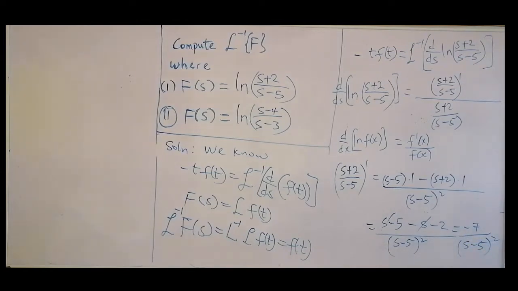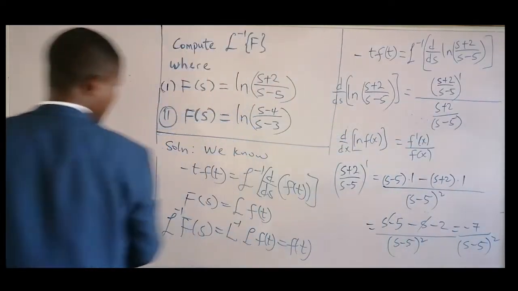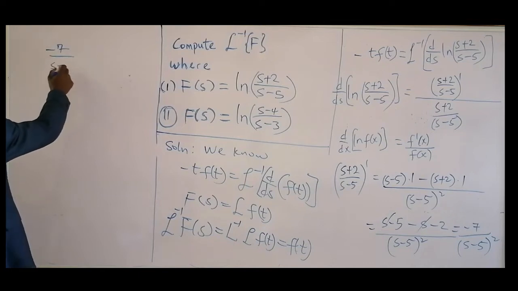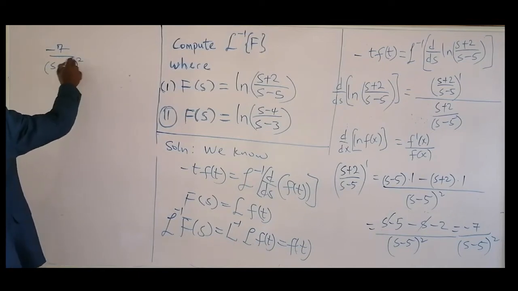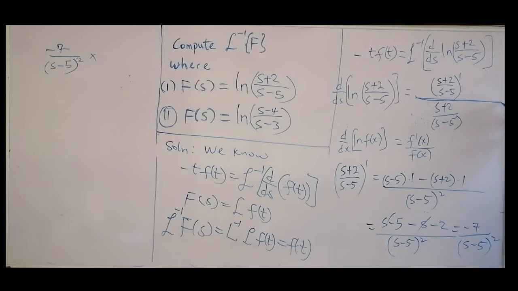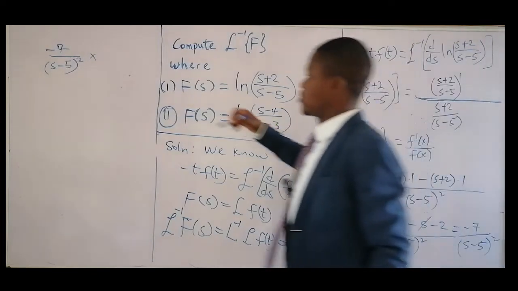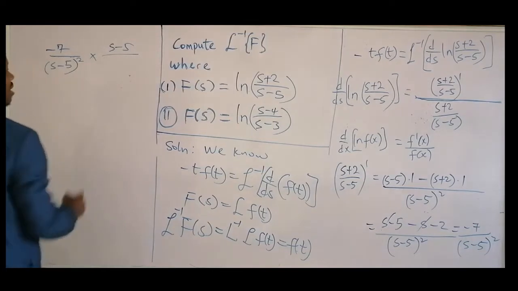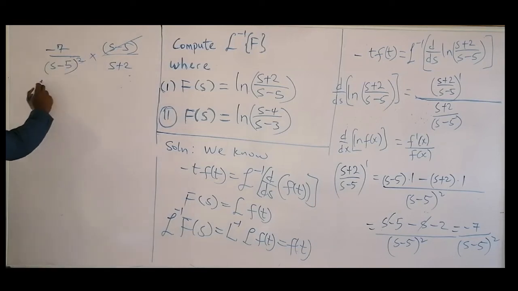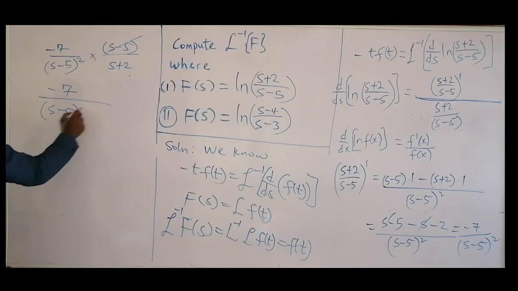So let's finish the algebra. We've gotten the derivative. We now have minus 7 over (x minus 5) squared, divided by (x plus 2) over (x minus 5). Once you change to multiplication, this one flips upside down, so you have (x minus 5) over (x plus 2). This one and this one will cancel, then you have minus 7 over (x minus 5)(x plus 2). So I'm through with the derivative of the ln.